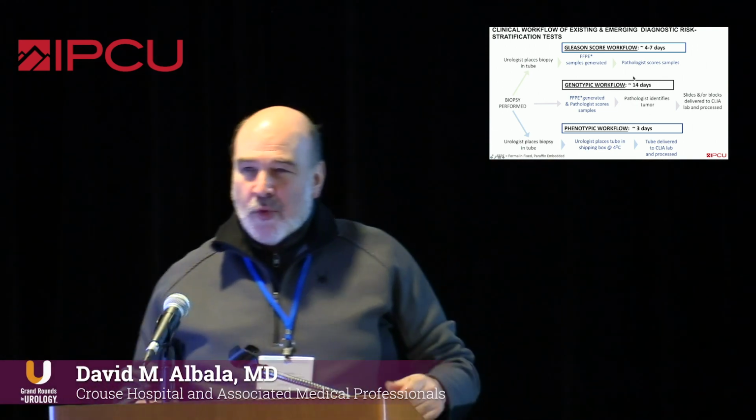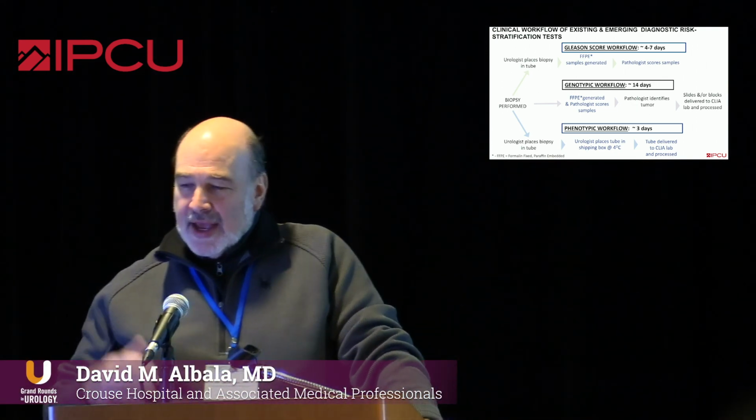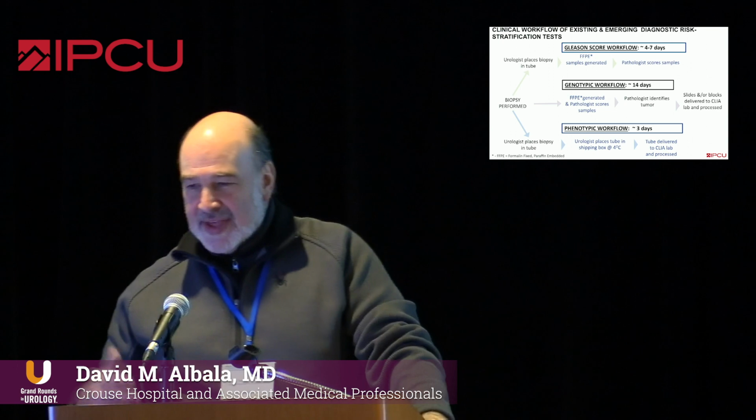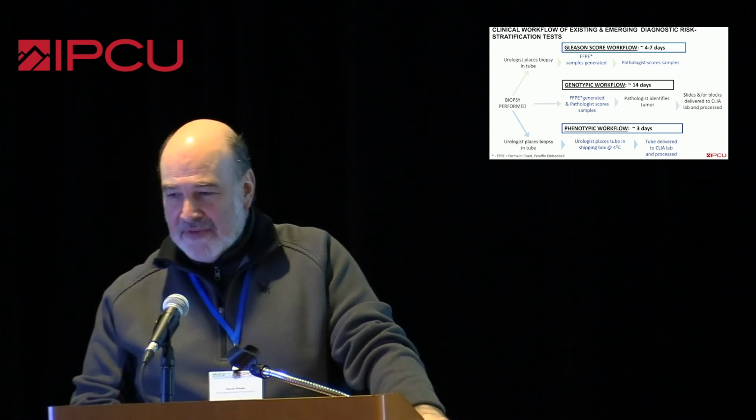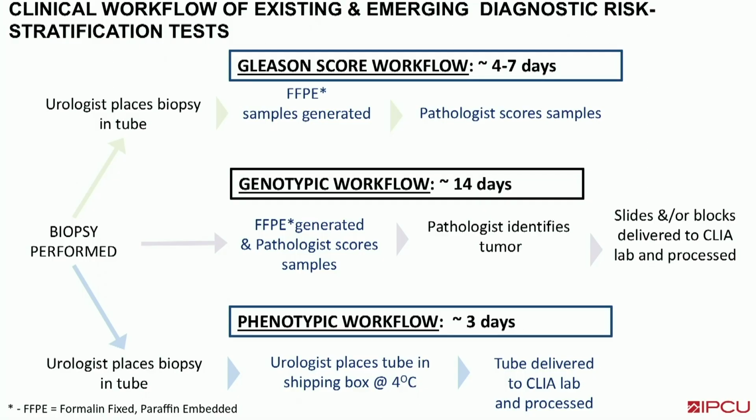So if we look at the current workflow that we have today, a urologist performs a biopsy, we send it to the pathologist, they fix it in formalin and paraffin embedded, and then over a period of a couple of days, 4 to 7, it might be quicker at certain places, but on an average, 4 to 7 days, you get a pathology report that generates the Gleason score, or the Gleason grade, if you will.